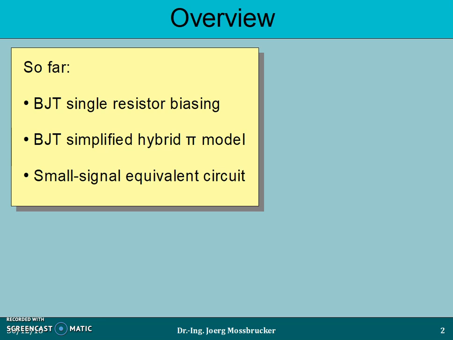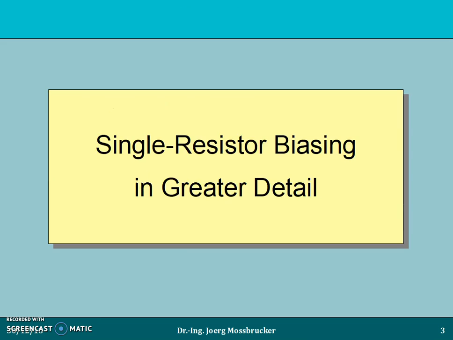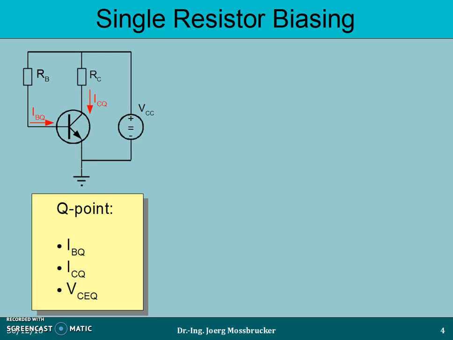What have we done so far? So far we have looked at single resistor biasing of a BJT, the simplified hybrid pi model of a BJT, and the small signal equivalent circuit of a common emitter amplifier. Let's look at the single resistor biasing in greater detail.